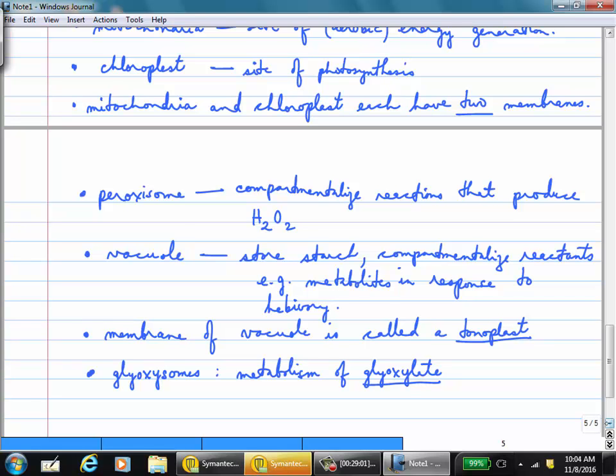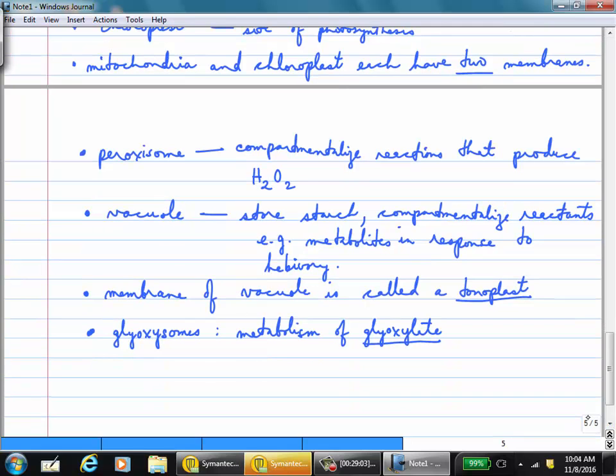Then there's only one more compartment that I want to talk about, and these are called oil bodies. These basically store fat, or they'll store triglycerides. Again, what is the composition of triglycerides? You have a glycerol backbone and three fatty acids.